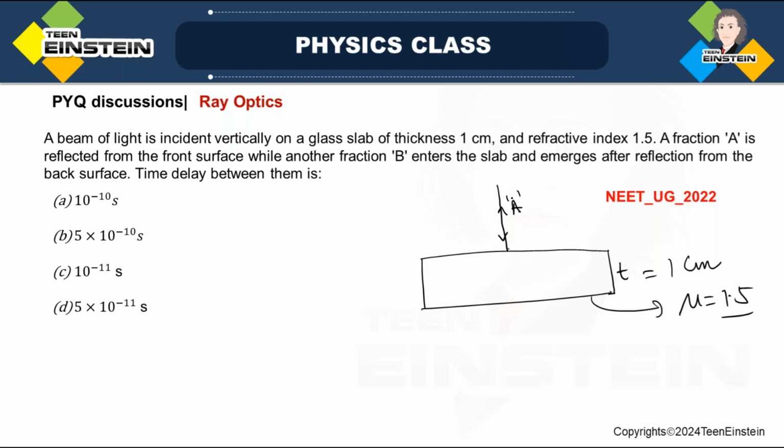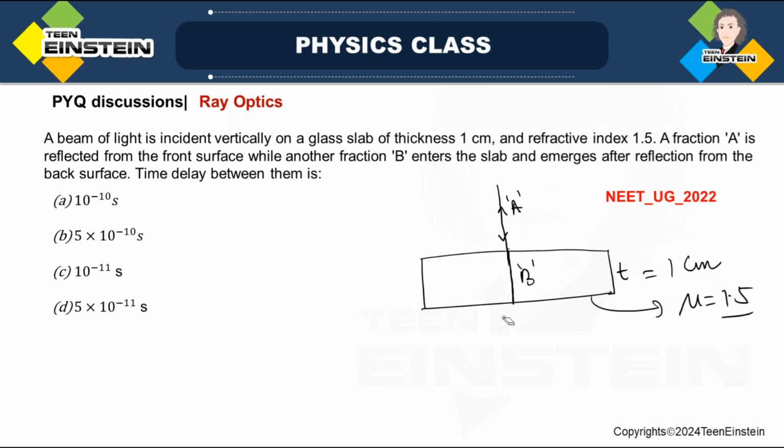Now another fraction B enters the slab, as you know. After entering, it will deviate, but it will just come up to here. This is fraction B, and then it emerges. In case of normal incidence, it will be emerging like this itself.